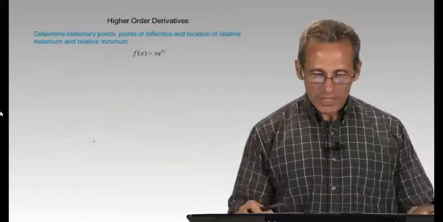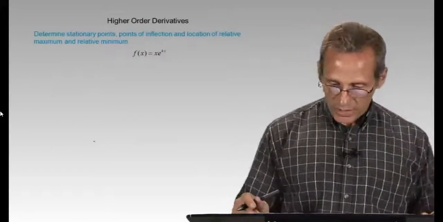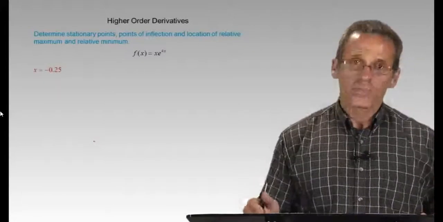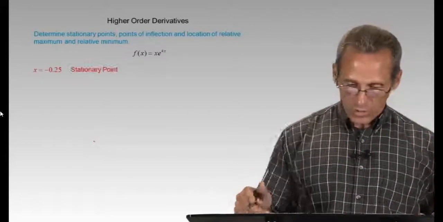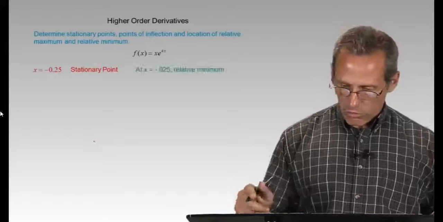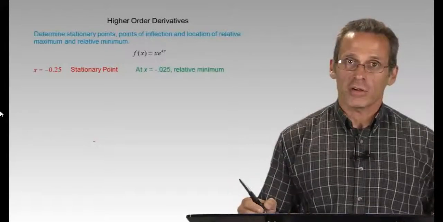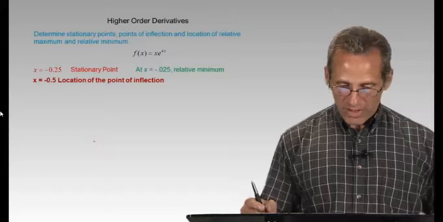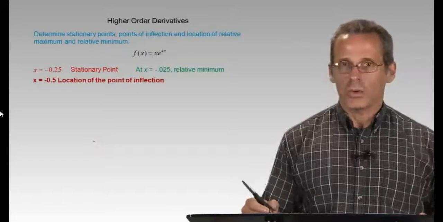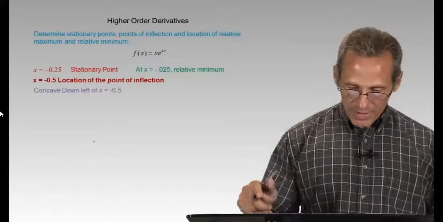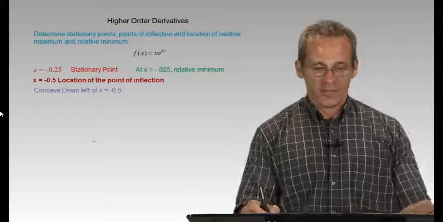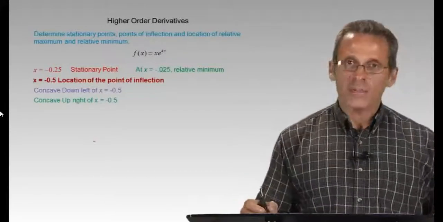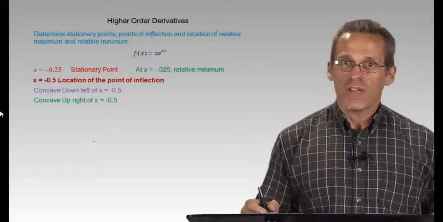Now, let's reminisce. Let's see if we can think for a moment. If this is the function, what do we know? Well, at x is negative a quarter, we have a stationary point. But moreover, we have a relative minimum there. And at x equals negative 0.5, we have the location of an inflection point. But moreover, left of negative a half, we're concave down. Right, we are concave up. Can you picture what the graph looks like?